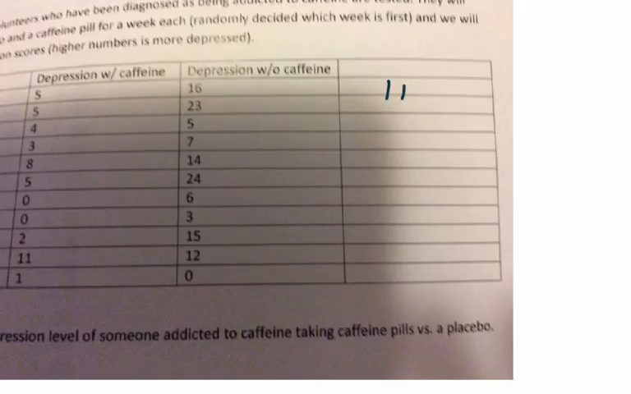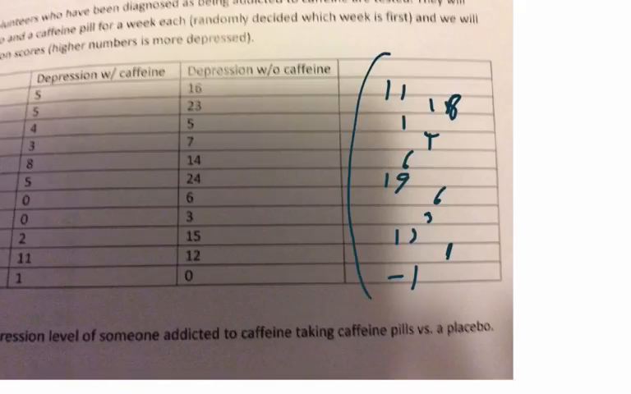So a positive number like 11. Then person number 2 is 18. They really need their coffee. 1, 4, 6, 19, 6, 3, 13, 1, and then this one person who's strange at the very end is better without caffeine than with caffeine. Alright, so we're just basically going to use these 11 numbers as our data set.